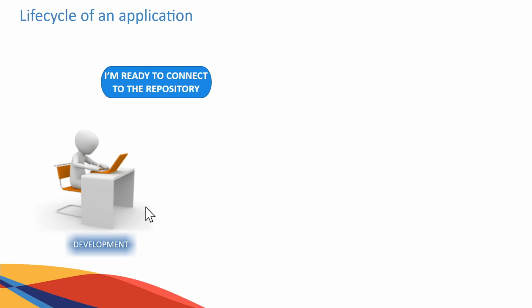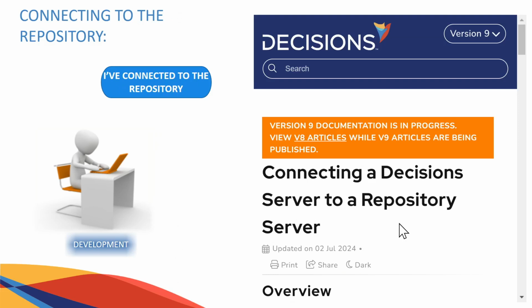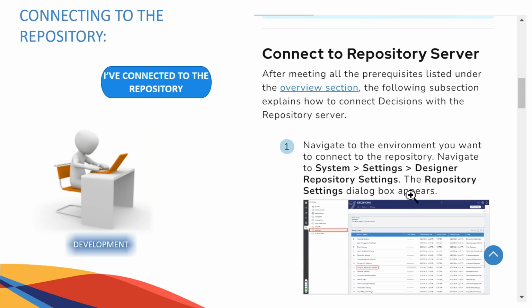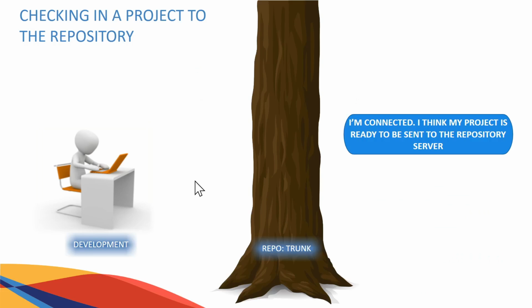You've been working in development, you have something built that you're happy with, and you're going to start by connecting to the repository. Now, there are great articles on documentation.decisions.com on how to set this up for yourself. Once you've connected to the repository, the first process is to move your project or elements to the trunk. So you can do that by checking it in to the trunk.